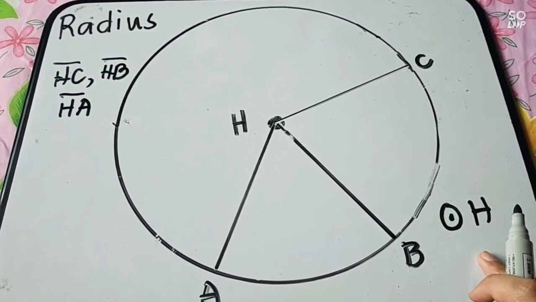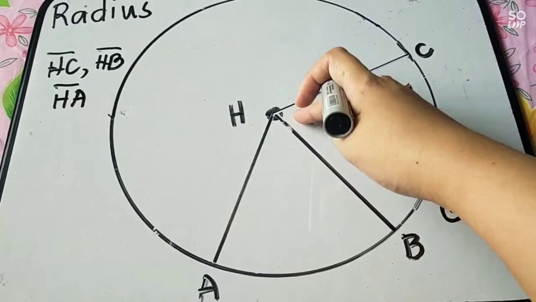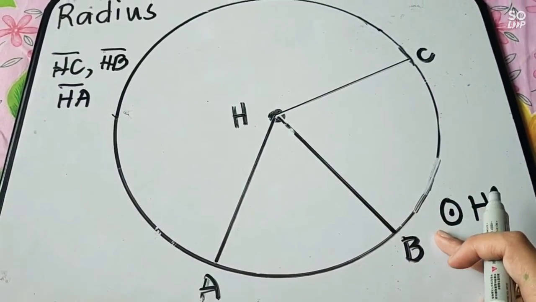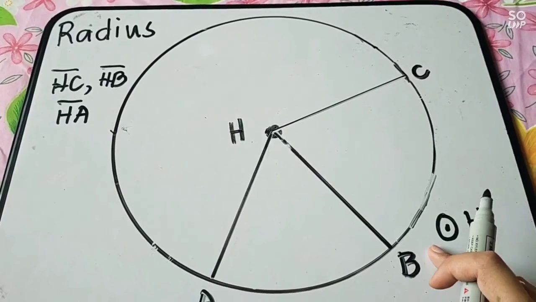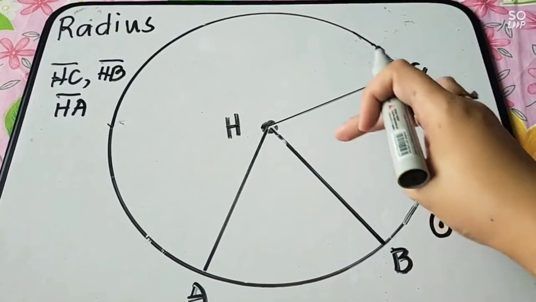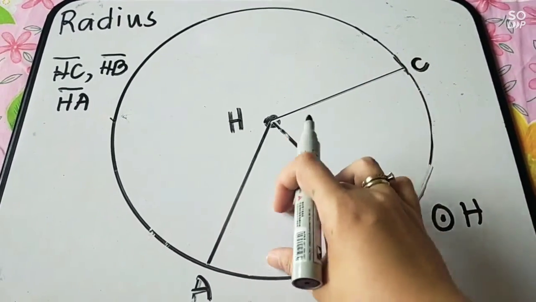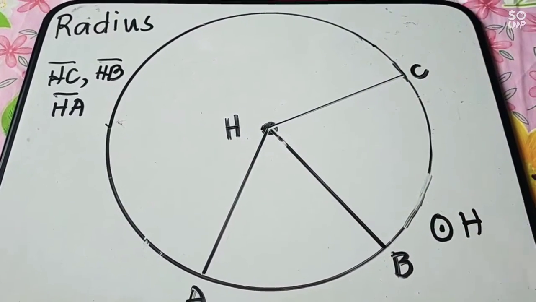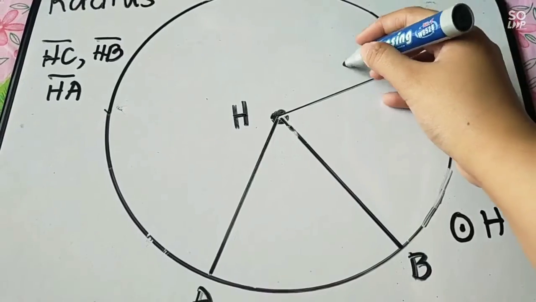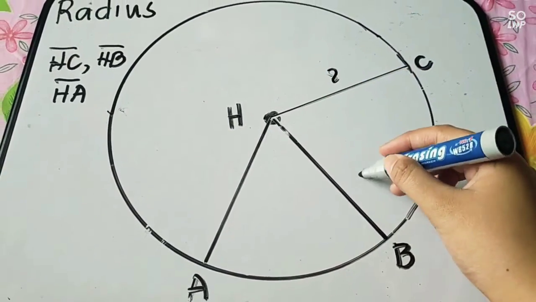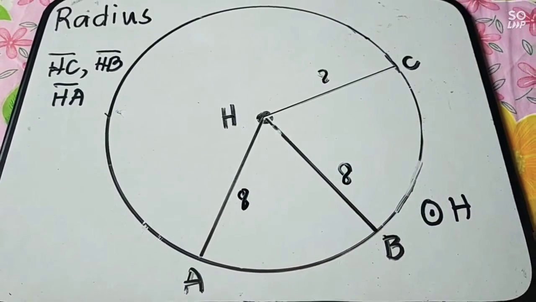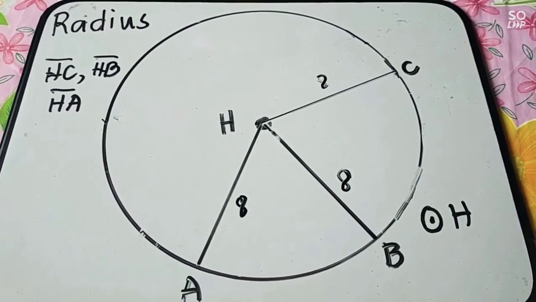Is it clear? Basta any point from the center to any point of the circle, that is what you call radius. And this radius, kailangan po siya lagi ay pare-parehas ng sukat. Is it clear? If si HC ay 8, therefore si HB is also 8 and HA is also 8. Now, let's move with another part.